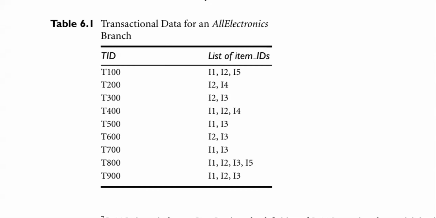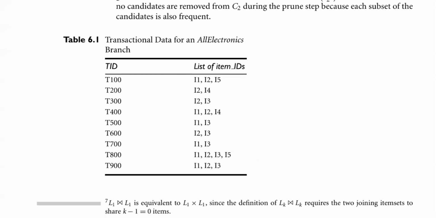In the second transaction, they purchase item two and item four. In the third transaction, they purchase item two and item three. In the fourth transaction, item one, item two and item four. Like this, they purchase across nine transactions, I1, I2, I3. See here, this is the total items. Now you have to consider this.